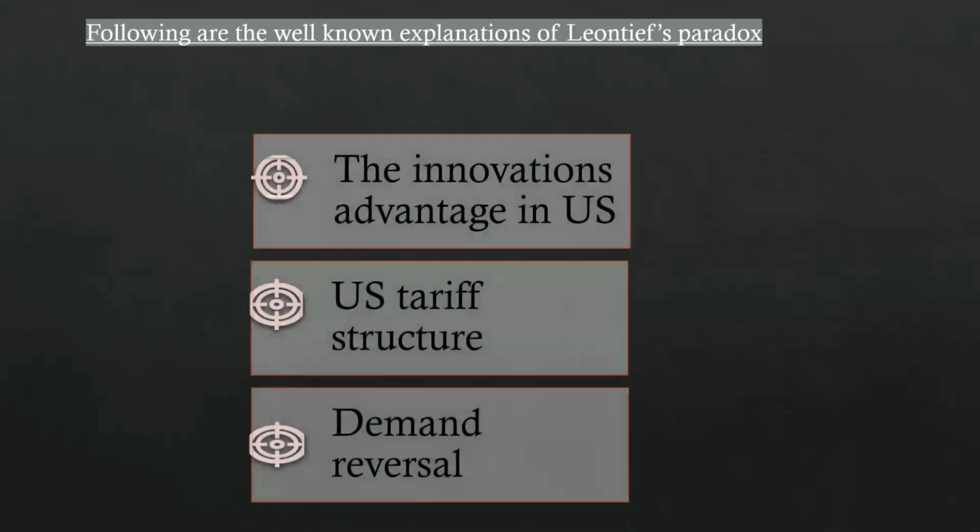Following are some of the well-known explanations of the Leontief paradox. These are all practical explanations on the basis of empirical evidence. The first one is the innovations advantage in the US. Perhaps the most plausible explanation is that the US had a special advantage in producing new products or goods made with innovative technologies like aircraft and sophisticated computer chips.